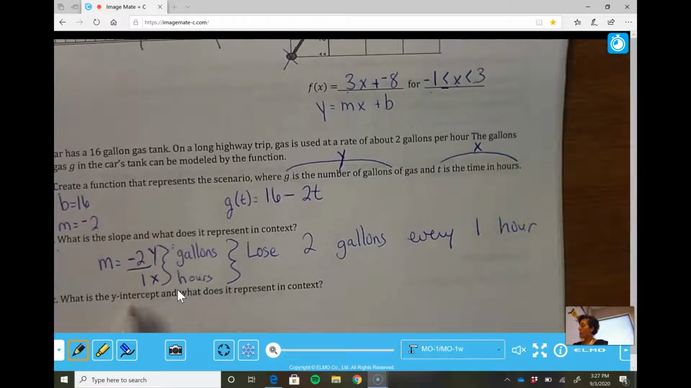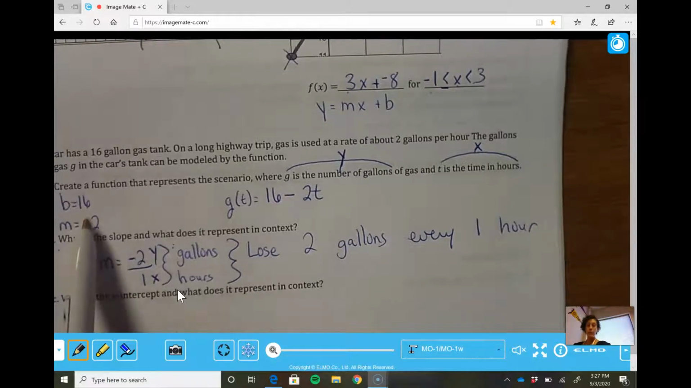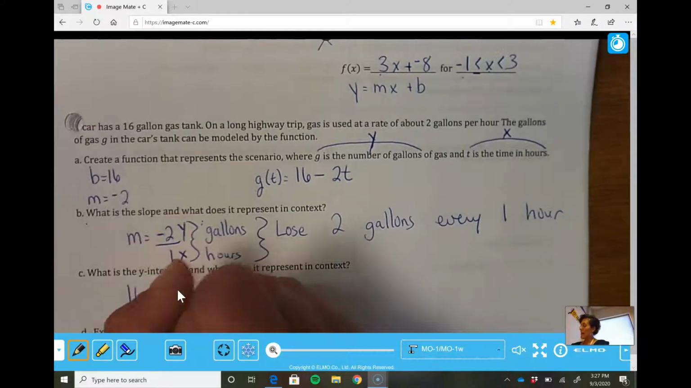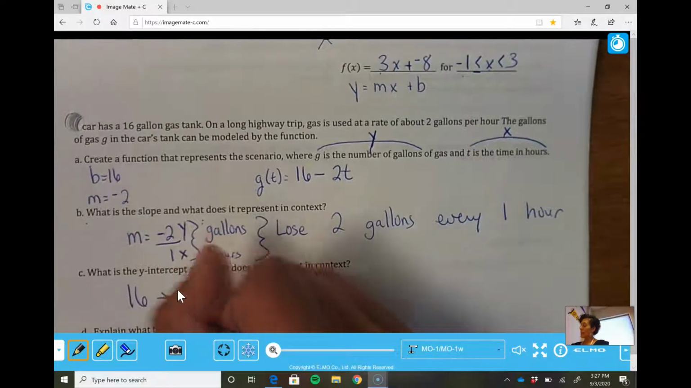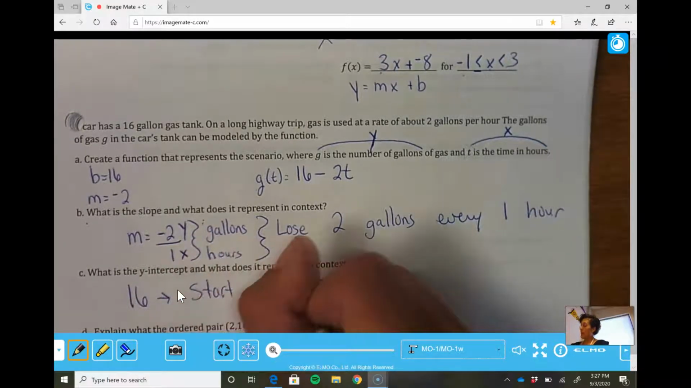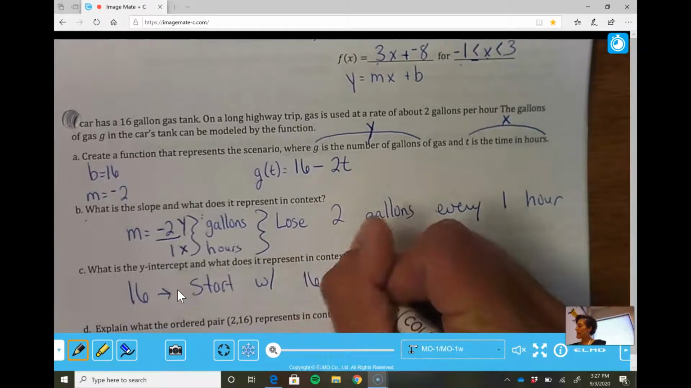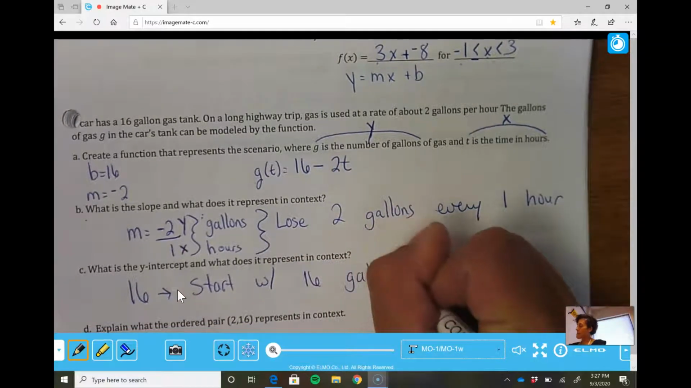So what's the y-intercept, and what does it represent? Well, the y-intercept was the 16. And that 16 means we start with, I'm going to abbreviate, 16 gallons in the tank.